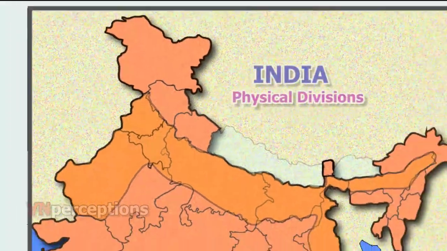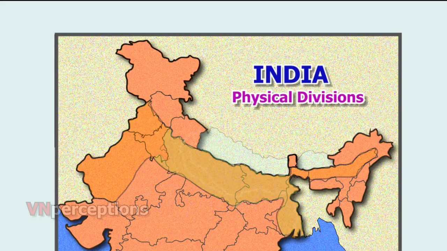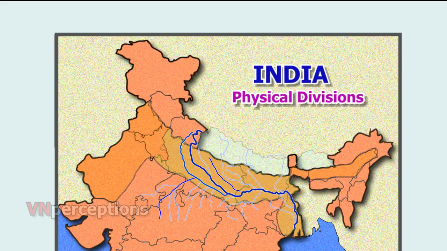Then comes the Central Plain. The Central Plain is the world's most extensive plain of uninterrupted alluvium formed by the deposition of silt by numerous rivers. The major rivers in this region are the Ganga, Yamuna, Chambal, Gomati, Ghagra, and Kosi. The plains are flat, making it conducive for irrigation through canals.